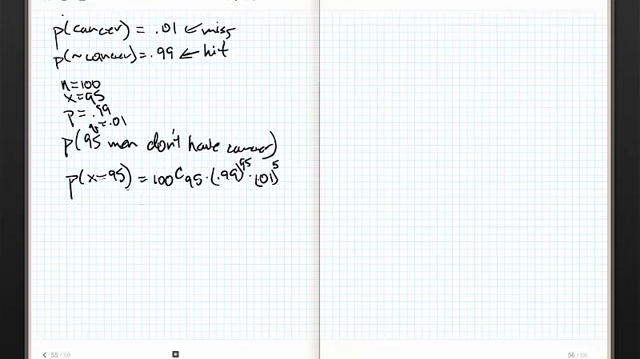All right. So we now have the binomial probability formula. Life is good. Hopefully we've made a little sense of it. Okay?